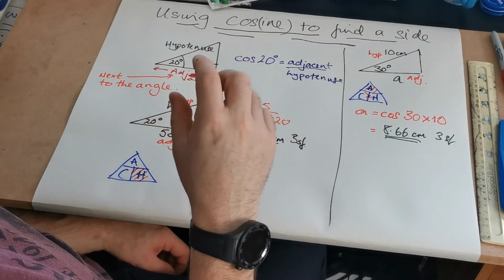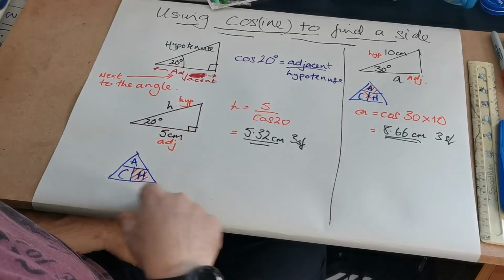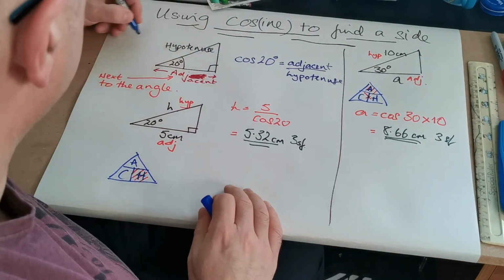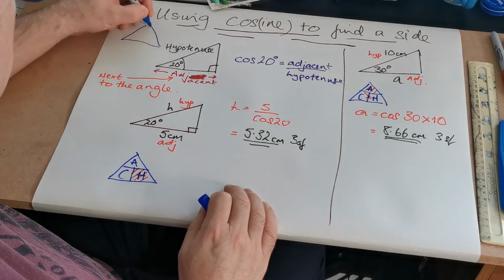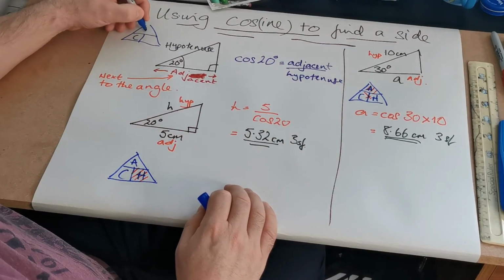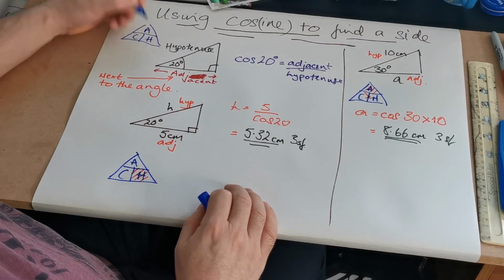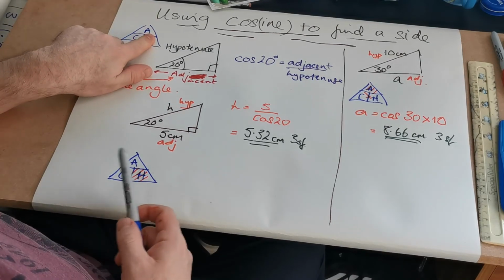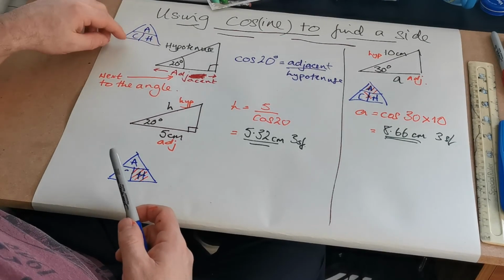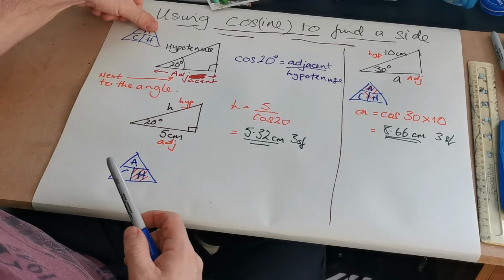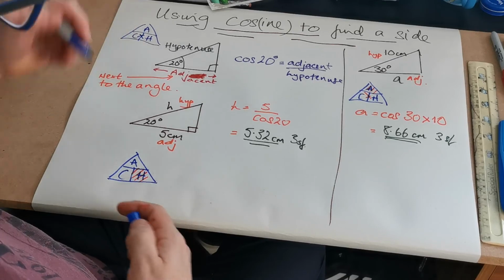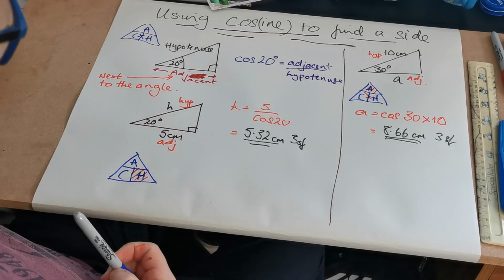And in finding missing sides, we use the algebra triangle. In this case, it's the CAH one. And we're shading what bits we need to find out, and that tells us whether to divide or whether to times. Okay, I think that should be straightforward.